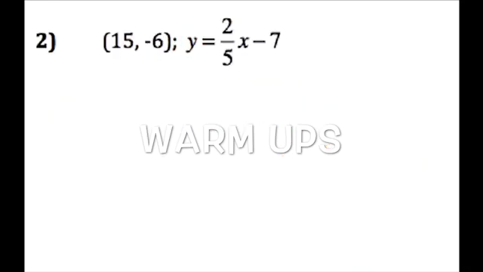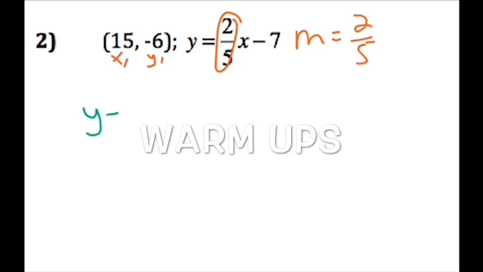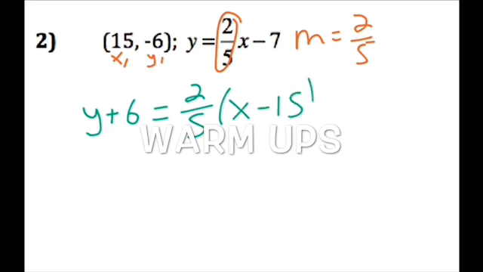Okay, number 2. This is our x1 and our y1. Once again, we want to write the equation of a line that's parallel to this one. So since the slope of this equation is 2/5, I'm going to use the same slope, m equals 2/5, to write the equation of my new line. So I'm going to do y minus a -6, which is y plus 6, equals 2/5 times x subtract 15.